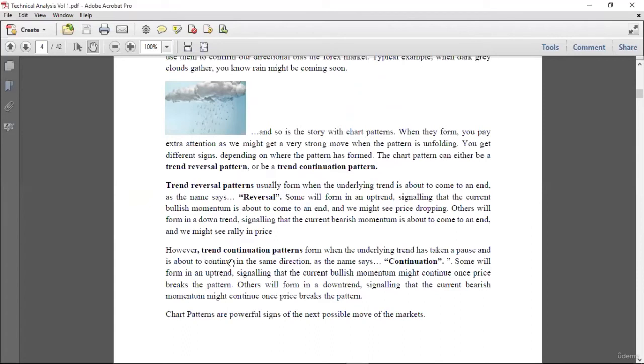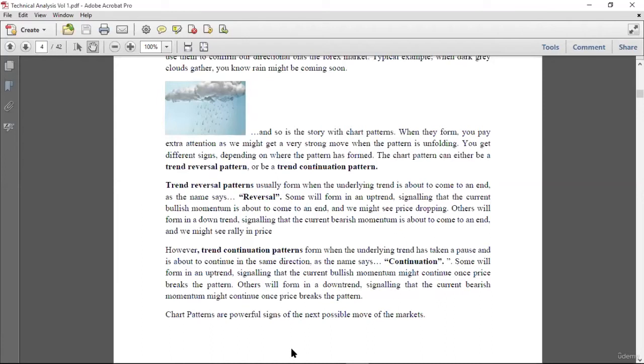However, trend continuation patterns form when the underlying trend has taken a pause, or sometimes when it's making a correction, and it's about to continue in the same direction. As the name says, it's a continuation pattern. So some will form in an uptrend, signaling that the current bullish momentum might continue once price breaks the pattern.